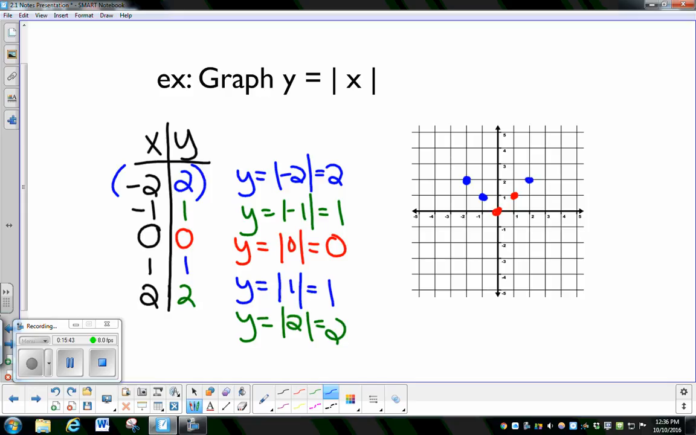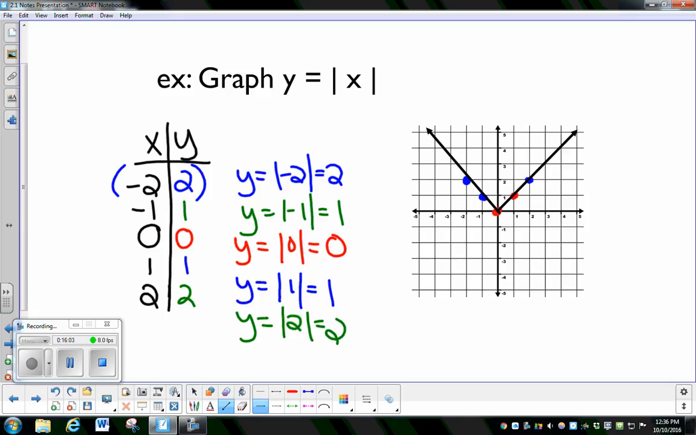So we can kind of see what that graph looks like. It's not one straight line, it's kind of broken into 2 straight lines. So it extends this way and this way. So you want to do enough points to make sure you can really see the shape of your graph.